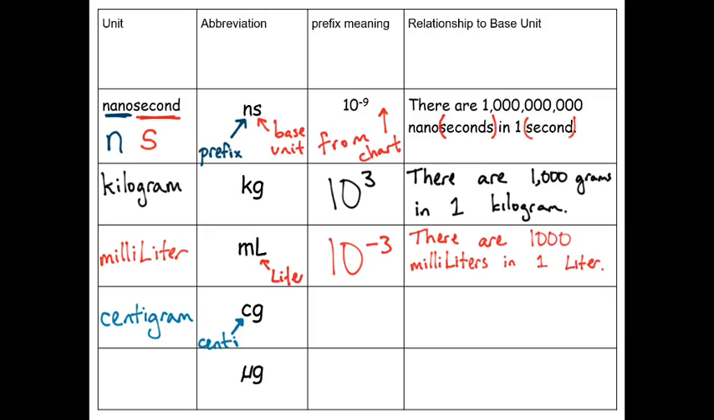Jordan, what's the scientific notation meaning of centi? 10 to the negative 2. You got it. 10 to the negative 2 means 100th. All right, so Brady, what would our sentence be here? You got it, yeah. There are 100 centigrams. Just like there's 100 cents in a dollar, so you can see where that word centi came from. There's 100 centigrams in 1 gram. So centigrams are small amounts.